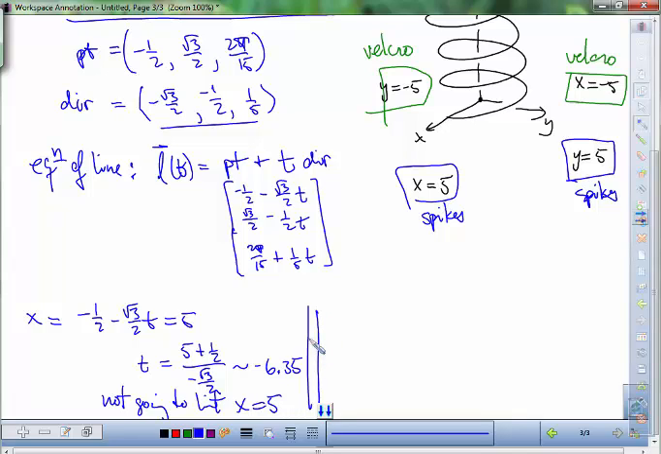So let's try the y equals 5. Oh, by the way, if this is negative 5, would it hit? Not necessarily. Let's try the other one. y equals, what's the y equal to? Root 3 over 2 minus 1/2 t equal to 5. So here t equals 5 minus root 3 over 2 divided by negative 1/2. And what is this guy equal to?